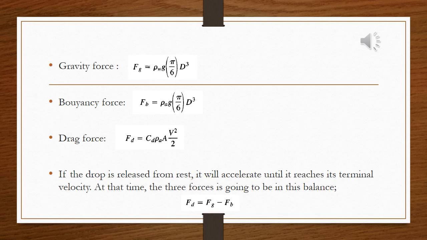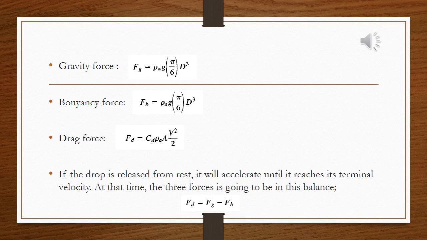And the buoyancy force is the air affecting these water particles. So density of air, gravity, pi over 6, d cubed, where d is the raindrop diameter, is going to be our buoyancy force. And the last one is the drag force: the coefficient of drag multiplied by the air density, the area of this water particle, and the velocity square of this particle over 2 gives us the drag force.